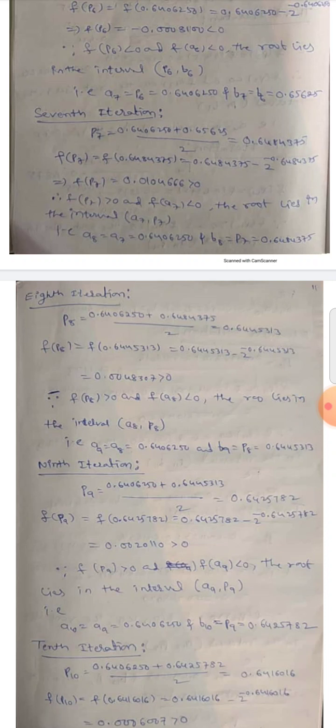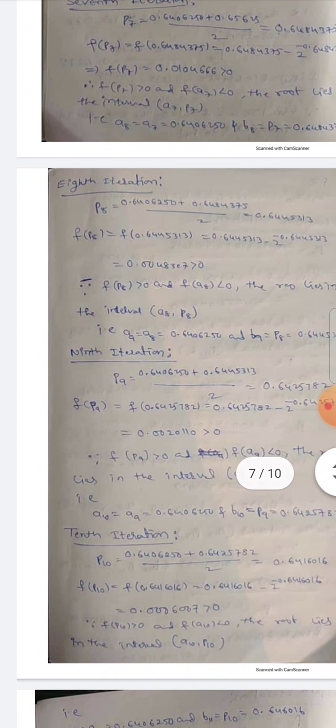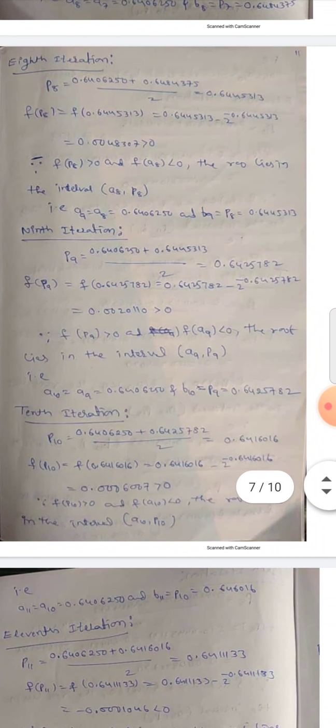f of P9 is equal to f of 0.6425782 is equal to 0.6425782 minus 2 power minus 0.6425782. Simplifying this, we get 0.0020110. This is greater than 0 since f of P9 is greater than 0 and f of A9 is less than 0. The root lies in the interval A9 comma P9.